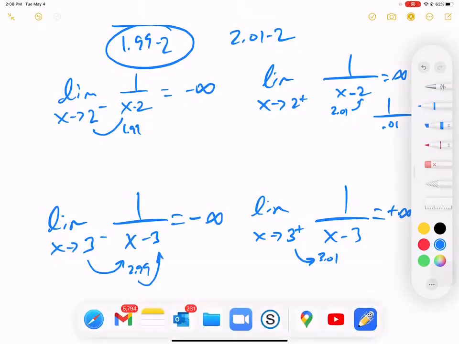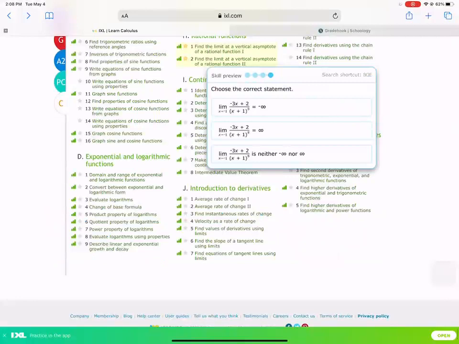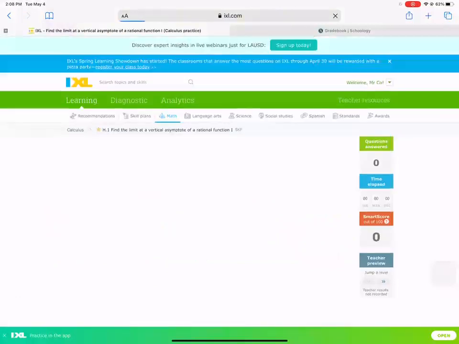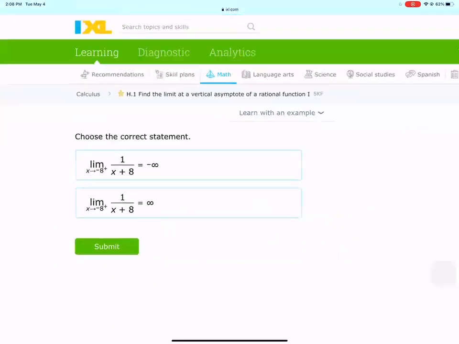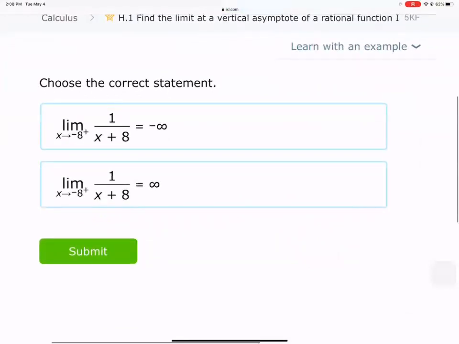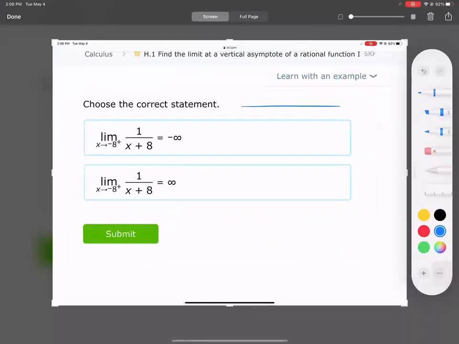Let's go ahead and look at the next one real quick. We're looking at what the limit looks like as we head toward -8. You see that -8 is way over here? So what's a number on the left side and right side of this? A number on the left side would be -8.01 because it's more negative. A number on the right would be -7.99 because it's less negative than -8.